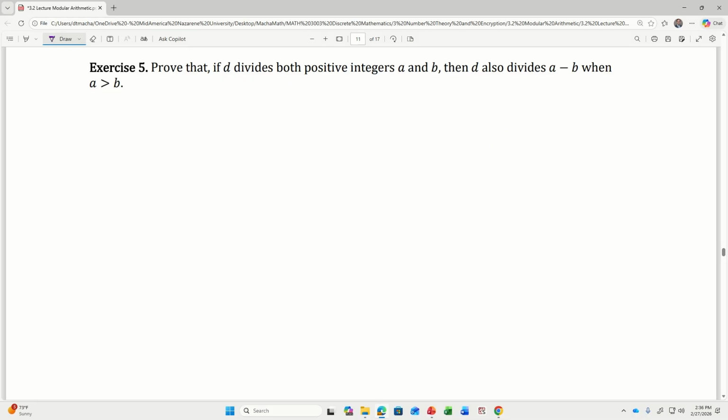So let's see what this says. Prove that if a number d divides both positive integers a and b, then d also divides a minus b when a is greater than b. So suppose d divides a and d divides b.